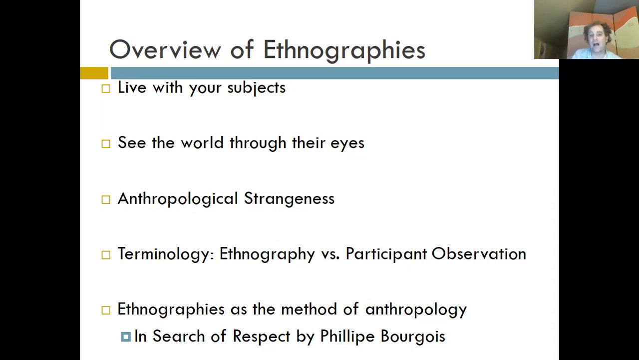But the same thing applies, actually, you don't have to go to another country. You can just go to a culture that's very different from your own. And so this is an example of In Search of Respect by Philippe Bourgois. He is actually an anthropologist, right? But rather than going to some foreign country, what he does is he studies a culture that's very foreign to him, crack dealers in East Harlem. But we'll see more about him in a bit.